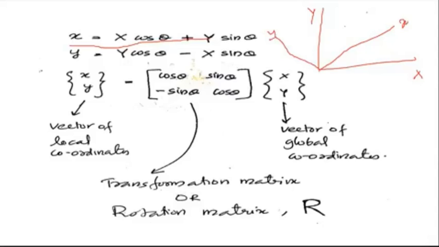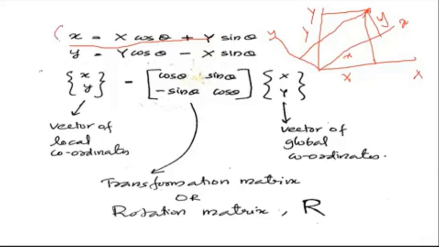Small x and small y. So the coordinates of this point P in the global axis are capital X and capital Y correspondingly. In the local axis, it will be small x and small y. Try to write, using trigonometry, small x and small y in terms of capital X and Y. So you will get small x is equal to X cos theta plus Y sin theta, and small y is equal to Y cos theta minus X sin theta.